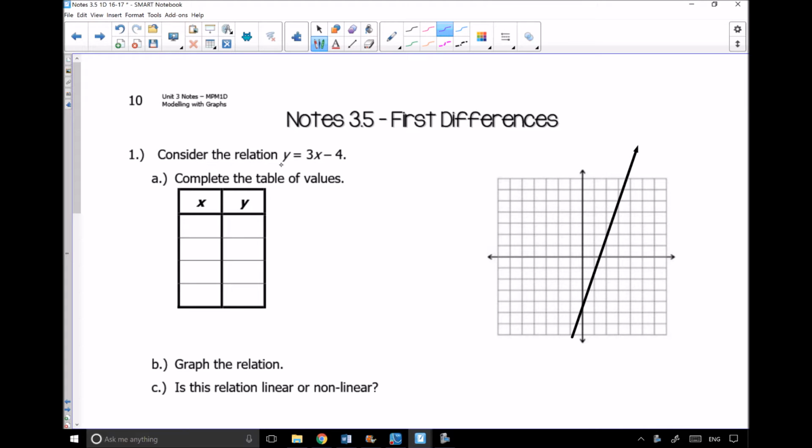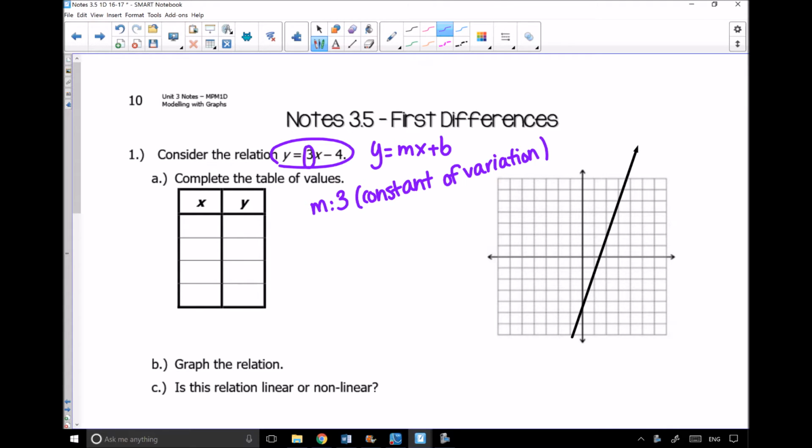So if my relation is y equals 3x minus 4, remember the general equation of a line is y equals mx plus b. And the m represents the constant of variation. Here, my m value is going to be 3, so my constant of variation is going to be 3. And then my b value right here is my initial value, and it tells me right here, is -4. So this is my initial value.